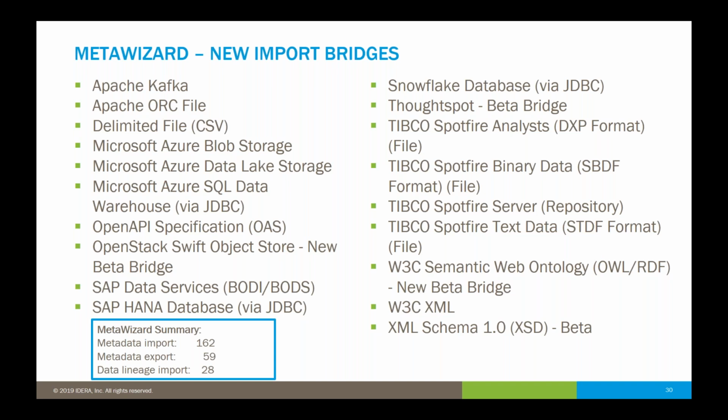In this release, there are 19 new MetaWizard bridges that have come in, and some of them, I know some of you are utilizing some of these platforms already. We've heard requests for SAP HANA, which is actually on our roadmap for native support coming up later as well. Snowflake is one that more organizations are starting to use, so that's been added as a JDBC bridge in this particular release as well.